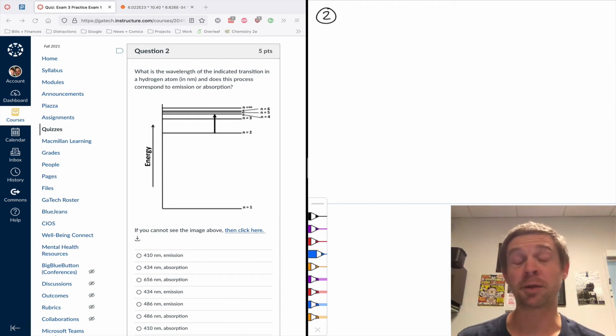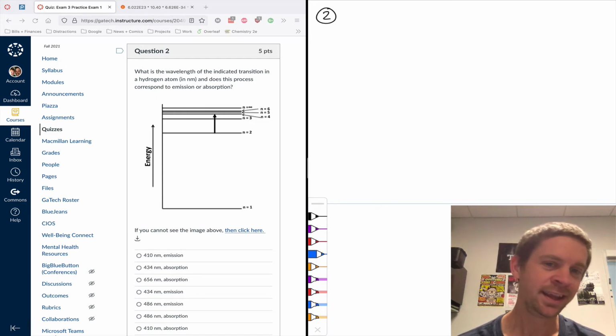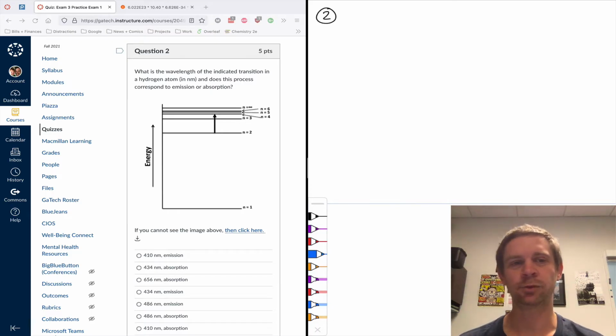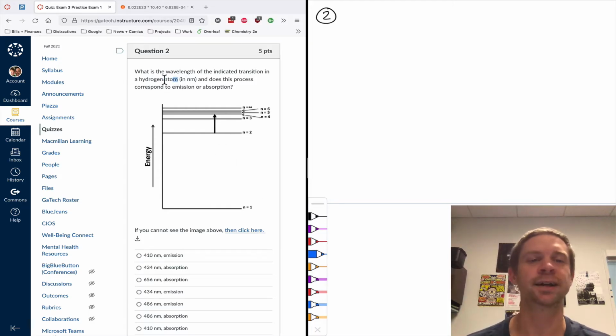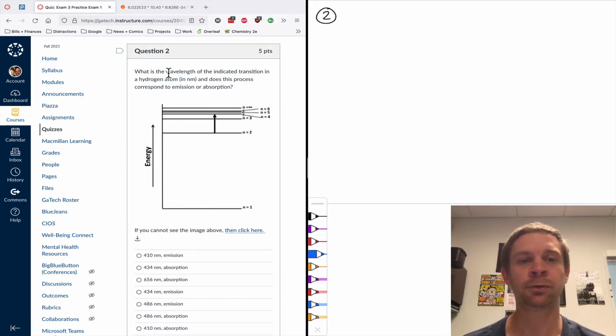All right, this is problem number 2 from practice exam 3-1 in the fall 2021 semester in Chem 1211. The problem presents us with this, which is an orbital energy diagram for the hydrogen atom. The problem mentions the hydrogen atom and asks us about the wavelength of the transition indicated by this upward pointing arrow.